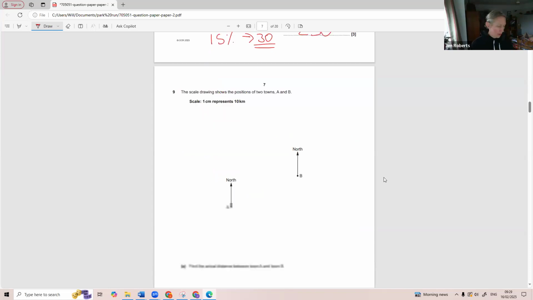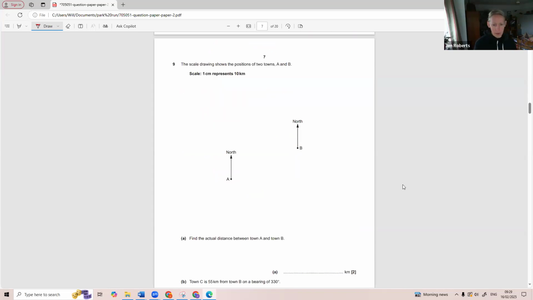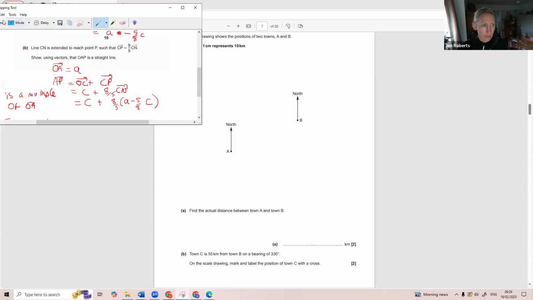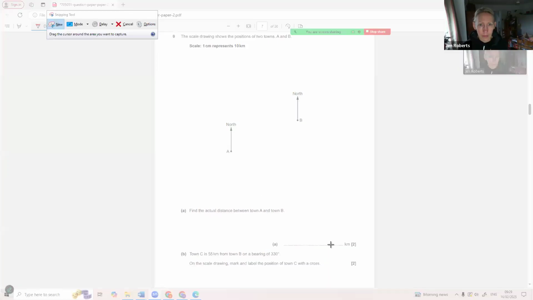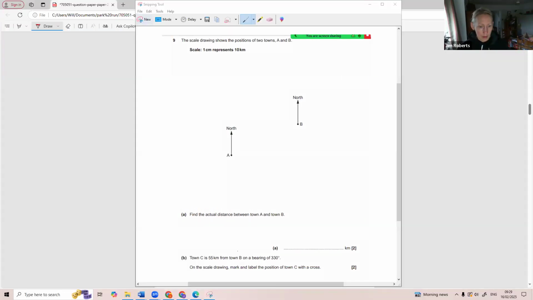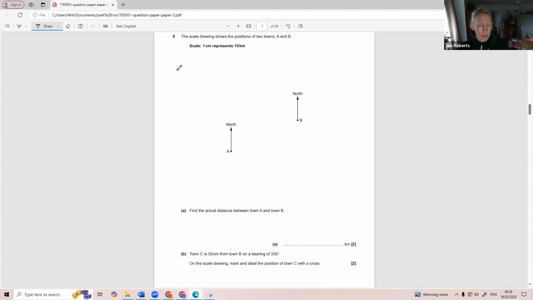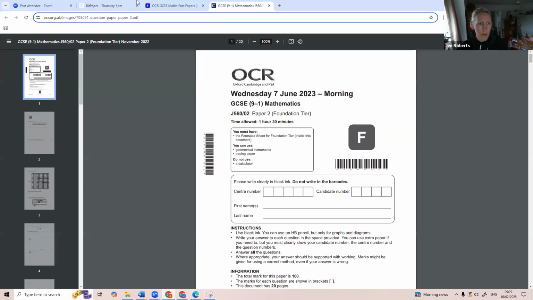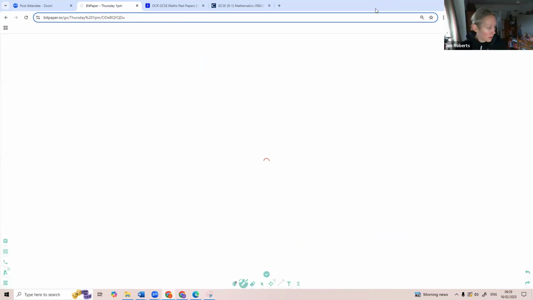Okay, I'll need to snip this over, and we'll also need a protractor. I haven't got a ruler to do this, but I will give you the answer from the mark scheme. So I'll just read that out while I'm waiting for this to load.